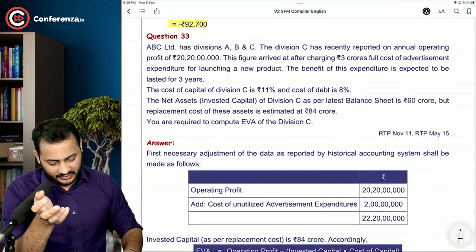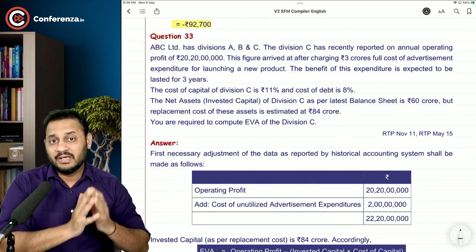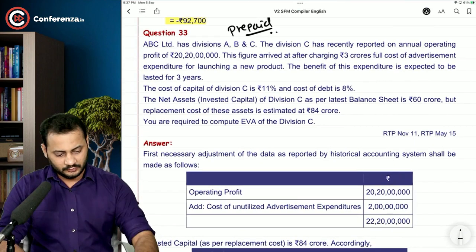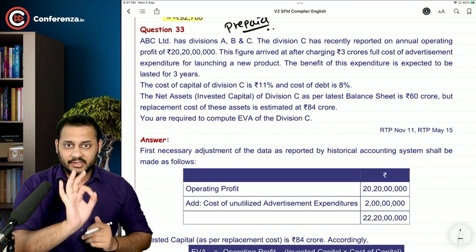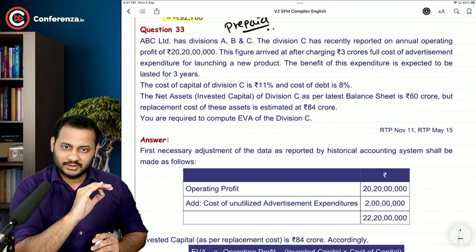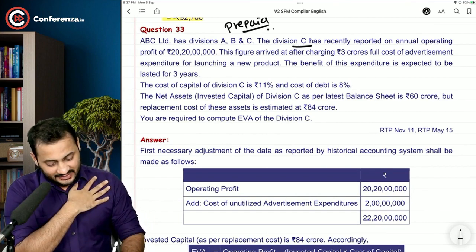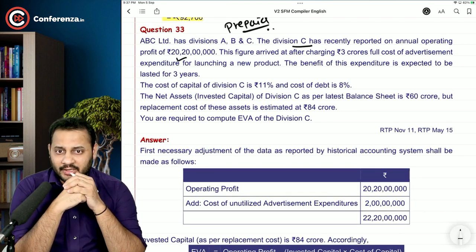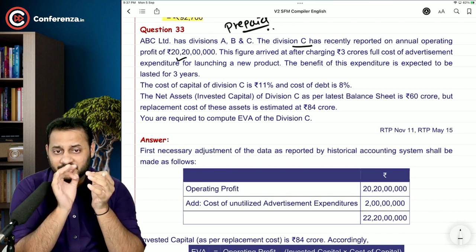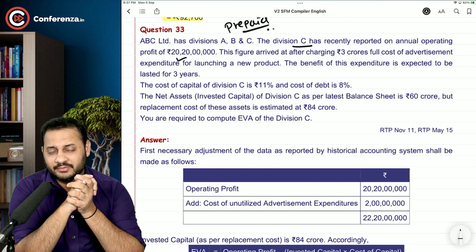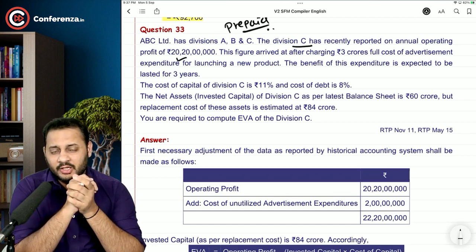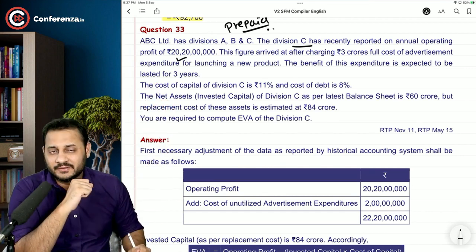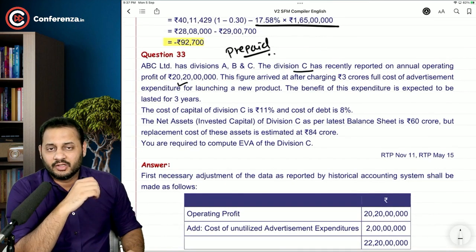Okay, sir. Question number 33 is something where you want to learn about prepaid expenses. See, ABC Limited has 3 divisions, A, B, and C. The division C has recently reported an annual operating profit of 20 crores 20 lakhs. This figure was arrived at after charging 3 crores of the full cost of advertisement expenditure for launching a new product. Now what has been done? The benefit of this expenditure is expected to last for 3 years. Now understand the situation.